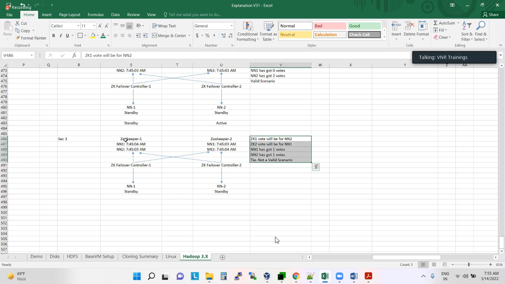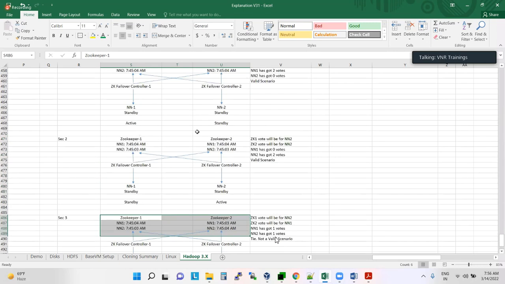Then what is the use of having two zookeepers here, guys? Only when one zookeeper is down. See, earlier we had only one zookeeper, and if that one zookeeper is down, we don't have any person to change the status from active to standby. Correct or not? So we got one more zookeeper in place for high availability. But what is happening? They are entering into a tie scenario.